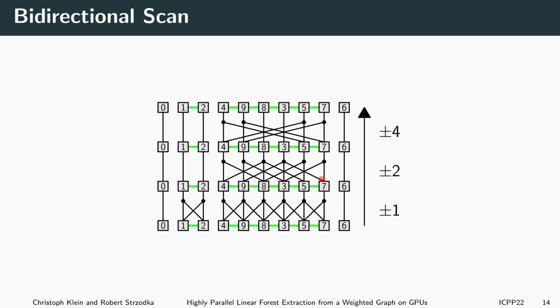This is then the next actual kernel launch on the GPU. And here you see we now visit the neighbors which are further away. In the next kernel launch, we visit the plus minus 4 neighbors, and so on. So the distance of the neighbors we visit grows exponentially. In that way we have a logarithmic number of kernel launches for a certain number of vertices.